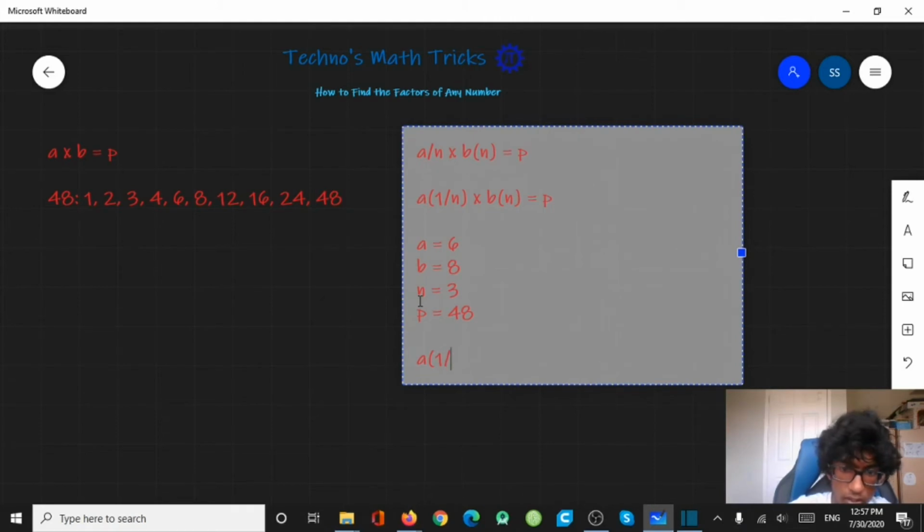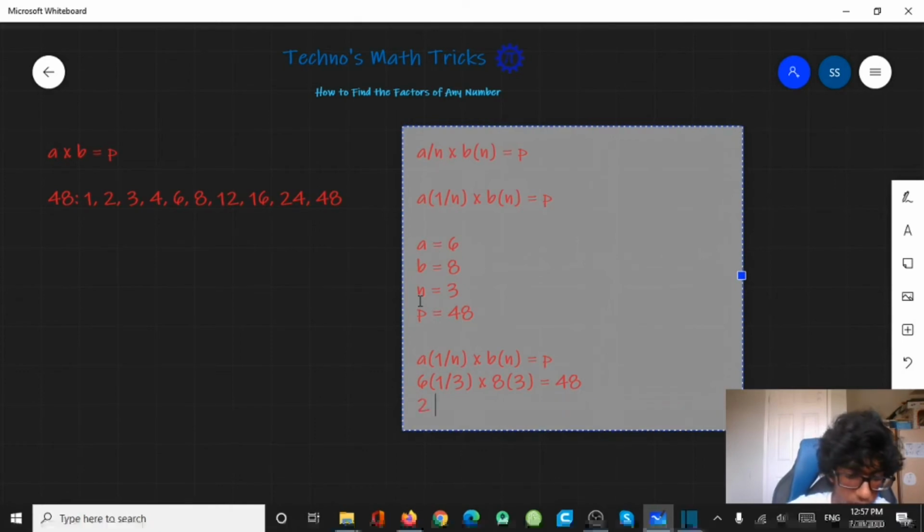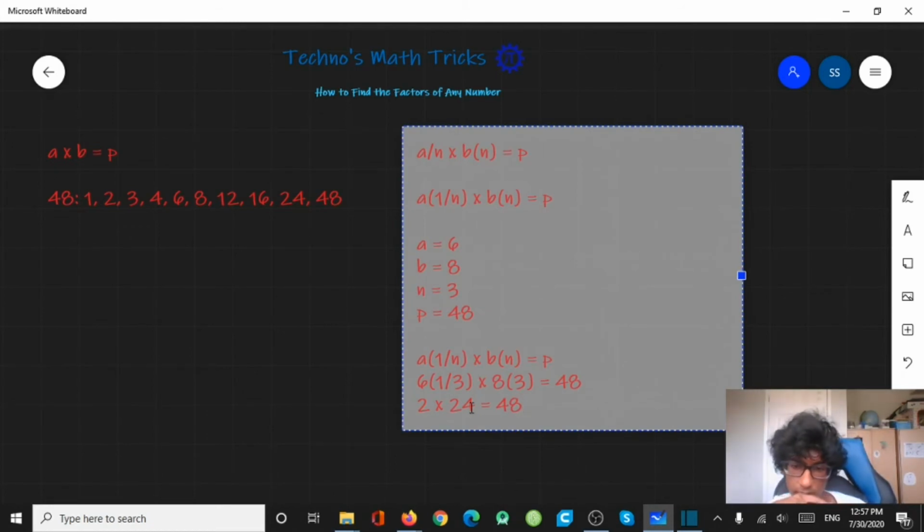A times 1 over n times b times n will be equal to p. 6 times 1/3 times 8 times 3 will be equal to 48. Let's see if that works. 6 times 1/3 is 2, 8 times 3 is 24, and that would be equivalent to 48. Neat, right? Now you know what 2 times 24 is, and you can just keep going until you find the rest of the factors of a certain number.